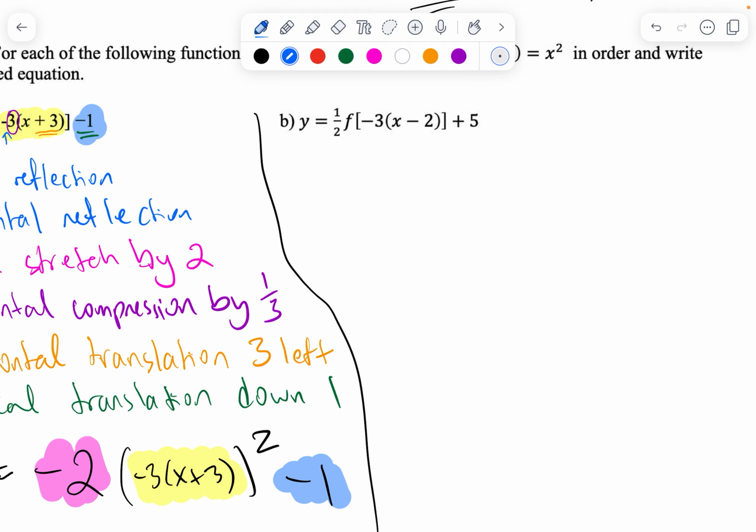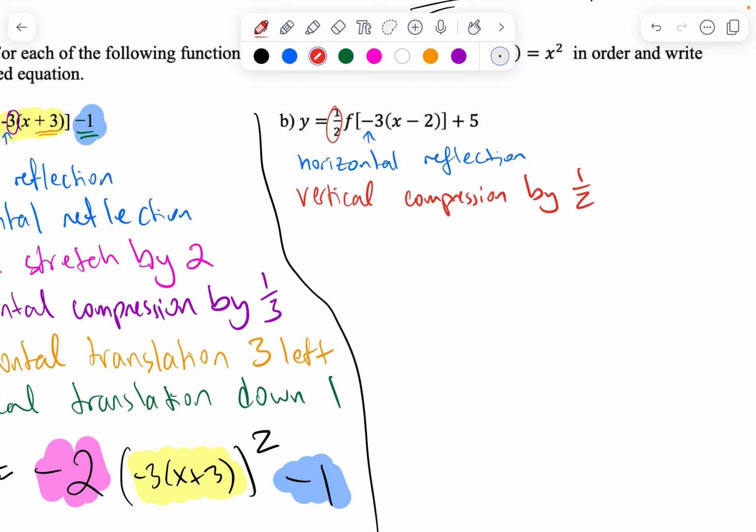Reflections, there is no vertical reflection, but there is a horizontal reflection. Multiplying the whole function by a half, so that's vertical. It's by a half, so it's a compression by a half. This 3 is horizontal. Multiplying by 3 would normally mean it's a stretch, but because it's happening to the x's, it's backwards. So it's a compression by 1 over that number.